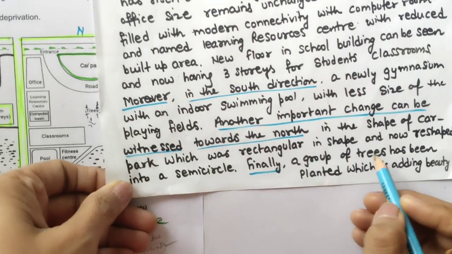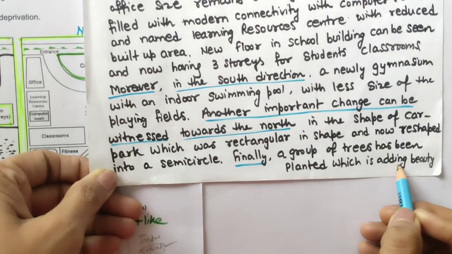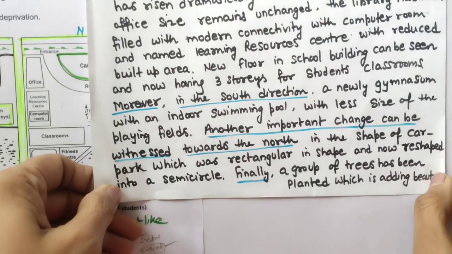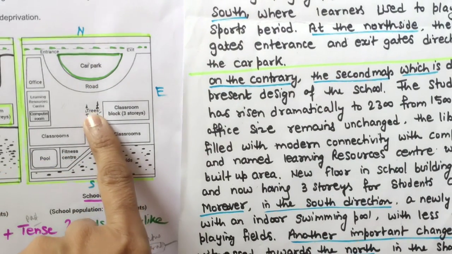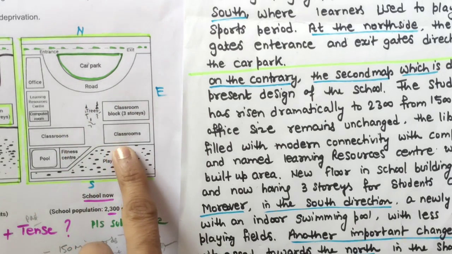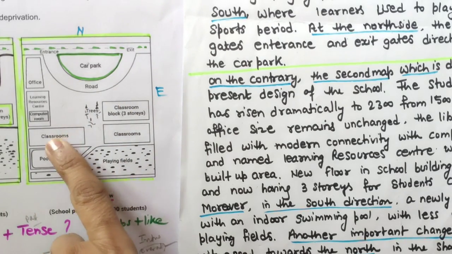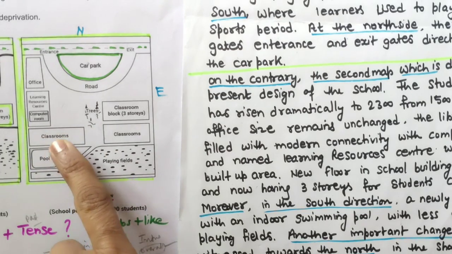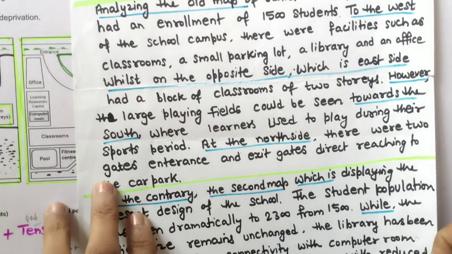Finally, a group of trees has been planted, which is adding beauty. So now you can complete the sentence, beauty to the school campus, not in the, to the school campus. And another thing, if something is left, now they have shifted this classroom also to after the library, behind the library, you can use this word also. Okay, so in this way you can write your map activity.